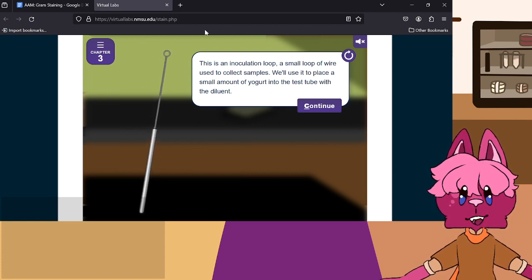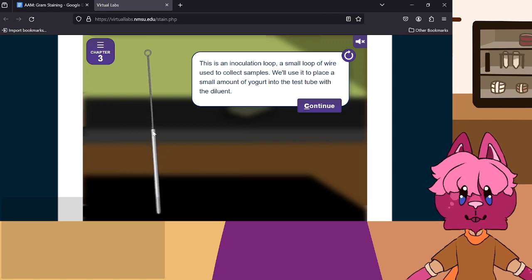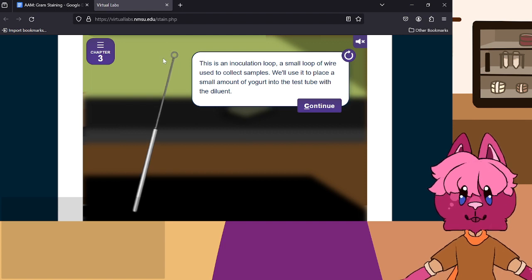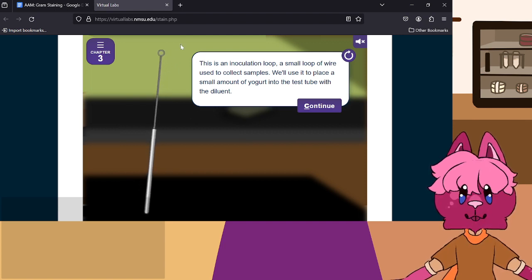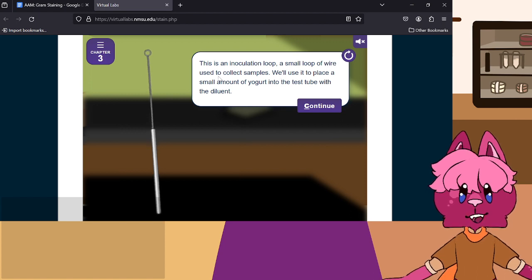There are disposable inoculating loops. They are kind of yellow and plasticky. Those you don't have to sanitize, really, because they come pre-sanitized, and you can't flame them with the Bunsen burner. But these wire ones you flame with the Bunsen burner to get rid of any bacteria that might be on the surface. We'll use it to place a small amount of yogurt into the test tube with the diluent.